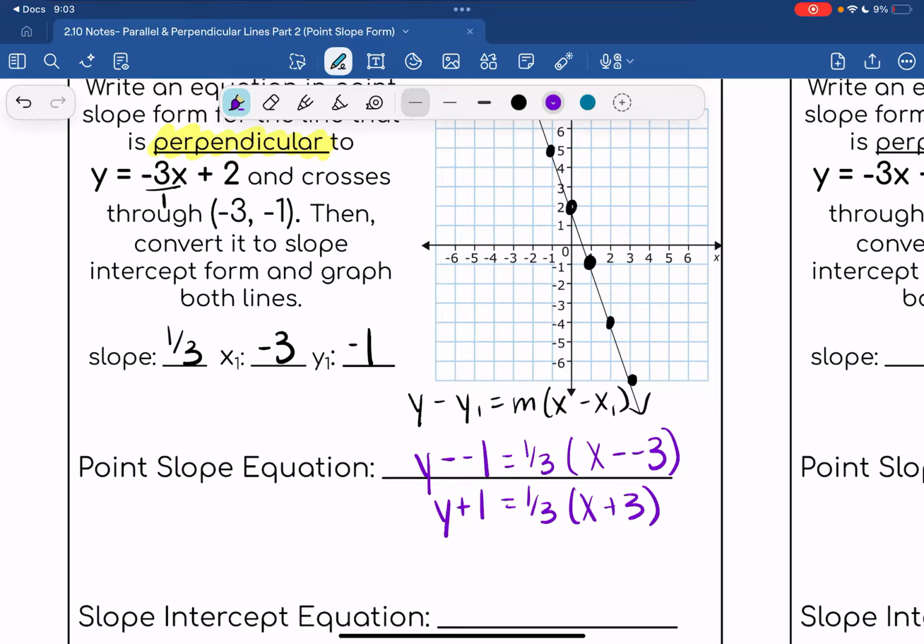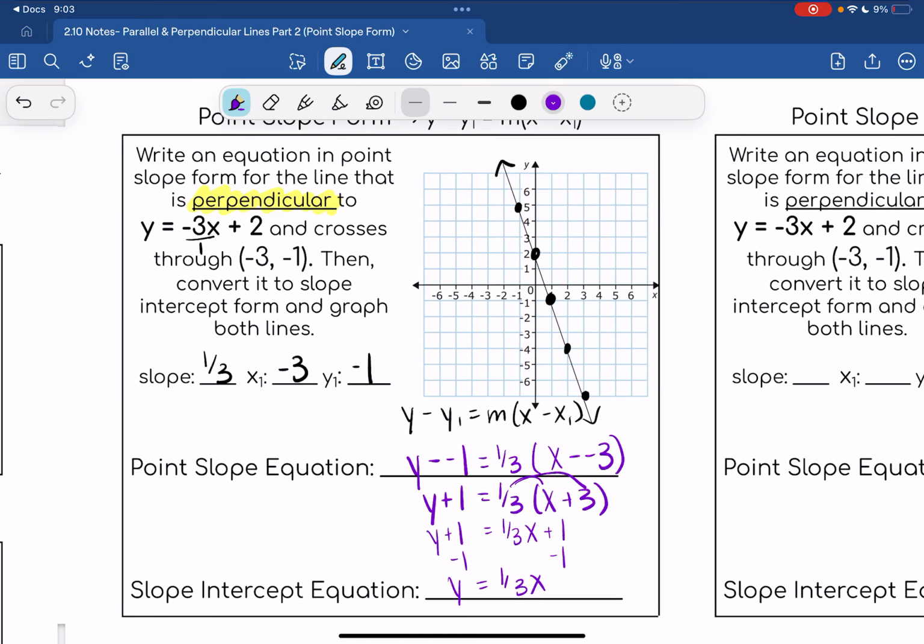Okay, from there, we can solve for y to convert it to slope-intercept form. So I'm going to distribute this 1/3. 1/3 times x is just 1/3 x. 1/3 times 3, a third of 3 is 1, equals y plus 1. I can finish solving. I'm going to subtract 1 from both sides. I get y equals 1/3 x, and then 1 minus 1 is 0. So I have a y-intercept of 0 on this one.